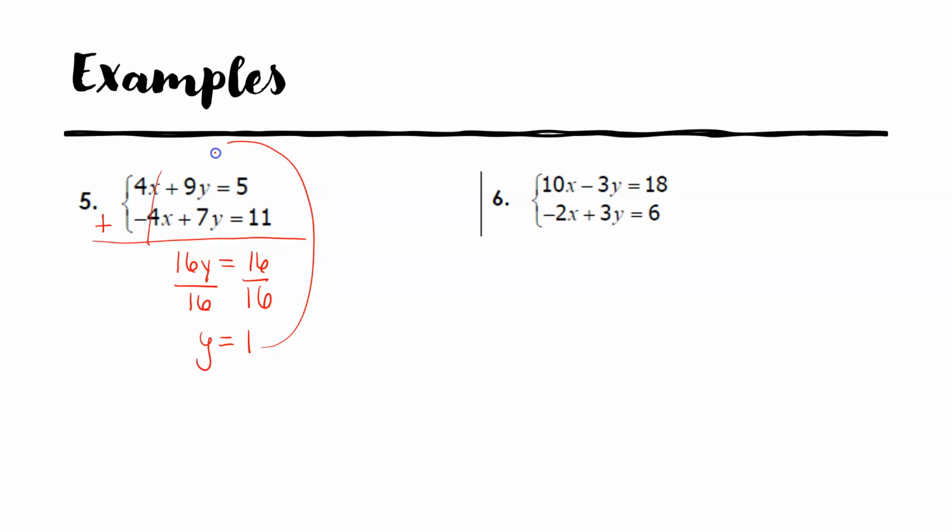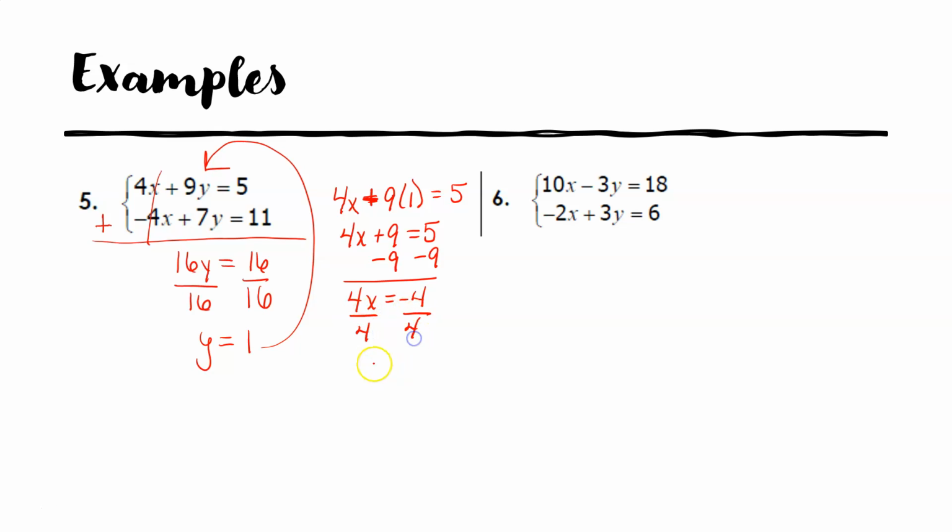Now we're going to go back up here and plug that in where y is. Oops, this is a plus, sorry. 9 times 1 equals 5. So I have 4x plus 9 equals 5. When I subtract 9 from both sides, I have 4x equals negative 4. I'm going to divide by 4, and x is negative 1. So now my ordered pair, that's the solution, is negative 1, 1.